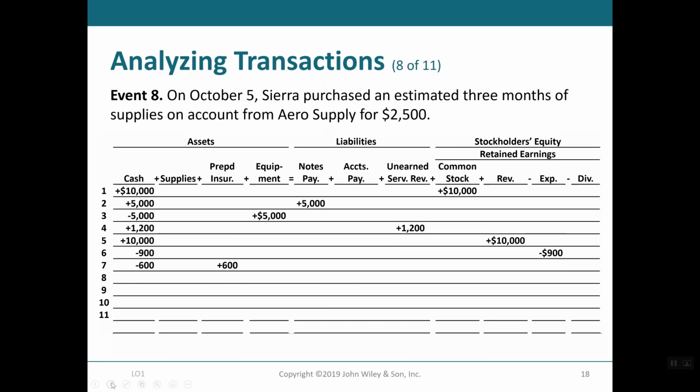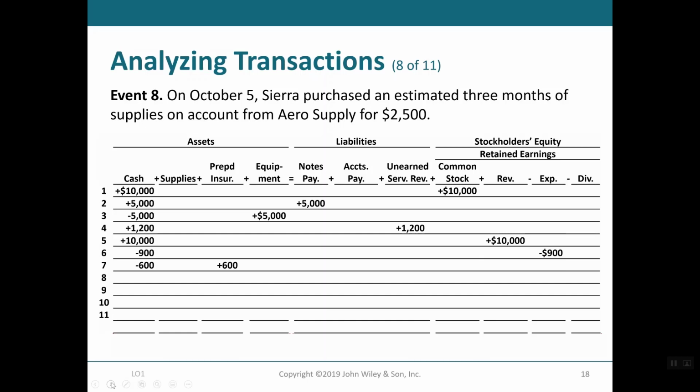Number 8, on October 5, Sierra purchased an estimated 3 months of supplies on account from Aero Supplies for 2,500. So this is another example whereby Sierra purchased 3 months of supplies.